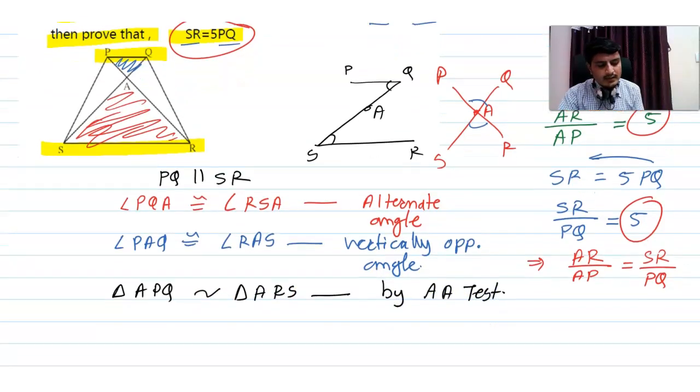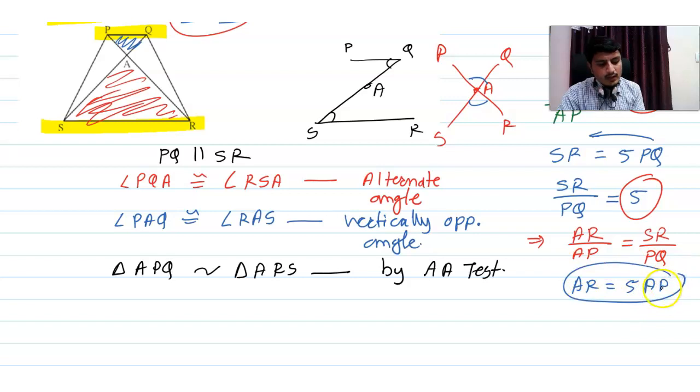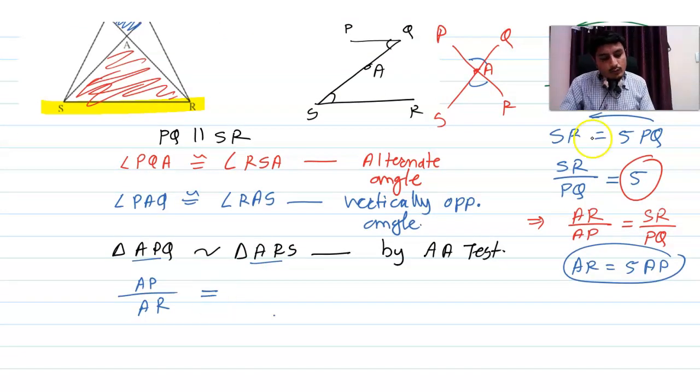Once the two triangles are similar, then their corresponding sides are in equal proportion. So which two sides are required here? The first relation we have is AR equals 5 times AP, that is given to us. So we require AR and AP, so that we can write AP divided by AR, the first two letters of each triangle together, equals, we have to prove SR equals 5 times PQ.